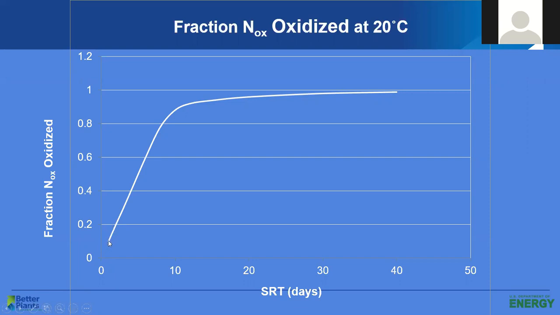So our fraction of oxidizable nitrogen oxidized is very low. But as we begin to increase the SRT up to 3, 5, 10, 15, 20, 30, 40 days, you can see that nitrification becomes much more pronounced. This is an empirically derived relationship. In the literature, we've evaluated numerous activated sludge plants to come up with this relationship, which helps us estimate what fraction of the oxidizable nitrogen is actually oxidized in the activated sludge process.